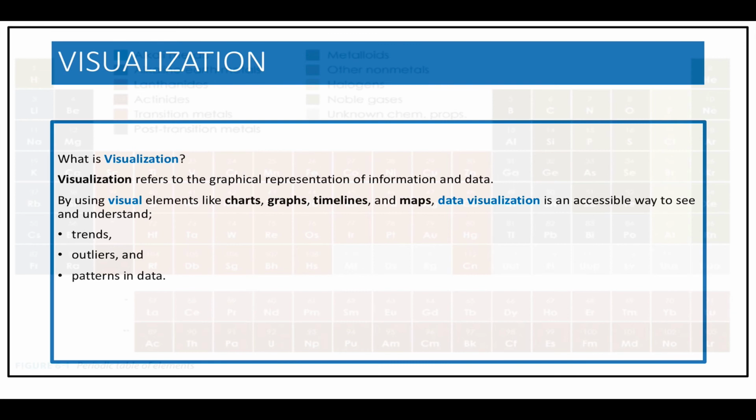Visualization. What is a visualization? Visualization refers to a graphical representation of information in data. By using visual elements like charts, graphs, timelines, and maps, data visualization is an accessible way to see and understand trends, outliers, and patterns in data.